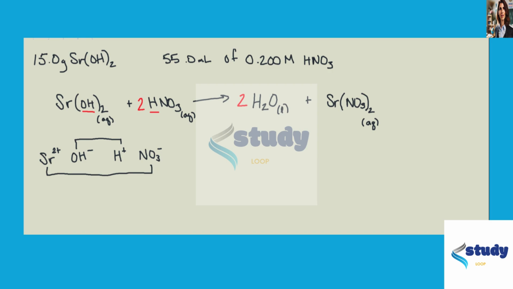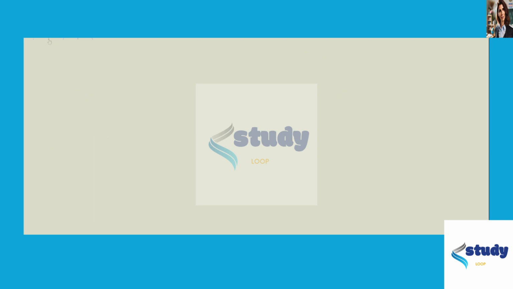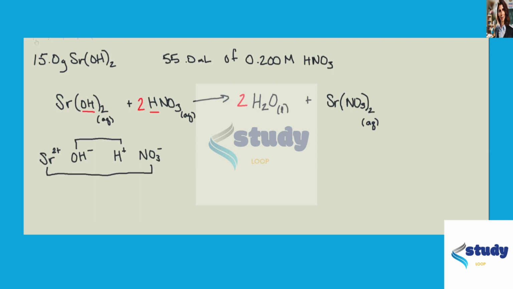So what I want to do now is just check and make sure that everything is equal. So I have 1 strontium on the left, 1 strontium on the right. 2 hydroxides and 2 hydrogen ions make my 2 waters. And then I have 2 nitrate ions on the left side and on the right side. So this is a balanced chemical reaction. The next thing that we're asked to do in part B, let's just say this is part A.